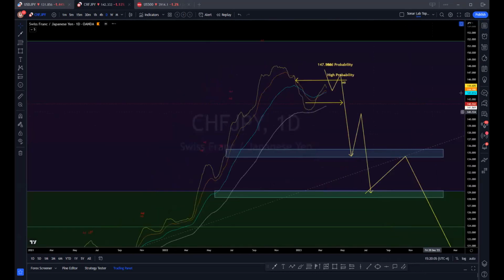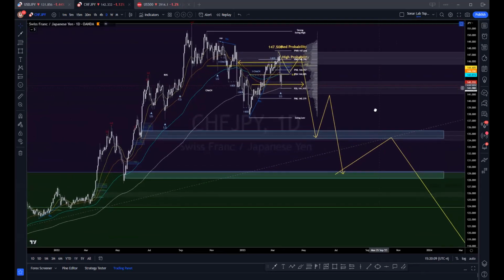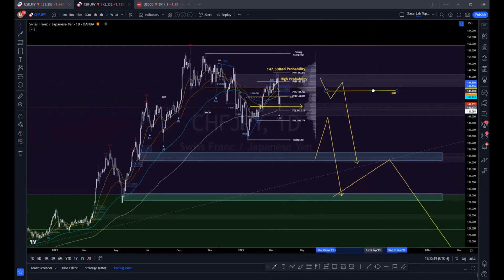Swiss francs. Oh man, this was a great pair. I hope people shorted it up here. If you did, congratulations. I'm very proud of you. This was a nice historical trade. We won't be seeing this again. I said that before, right?